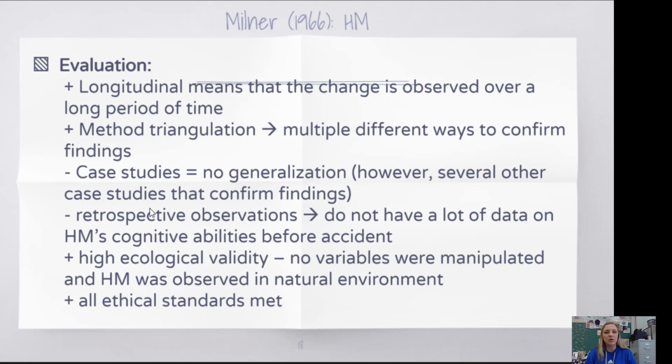Because it's a longitudinal study, we know the changes that are happening in HM over the course of a long period of time. Also, it's a great thing when we're using method triangulation because it confirms our findings in multiple different ways. There is some evidence to confirm these findings. There are other case studies of people who damaged their hippocampus that confirm this information. But again, because these are case studies, it's really hard for us to generalize to a larger population.